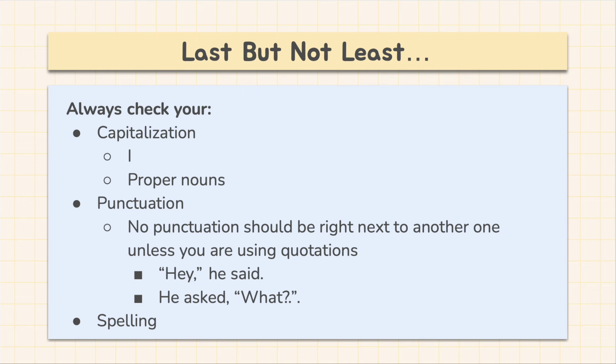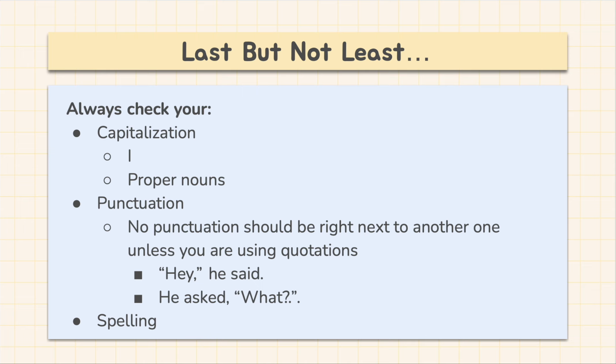Punctuation shouldn't be right next to each other unless you're using quotations, right? So in that first example, "Hey," he said, that is how we would properly put a comma next to a quotation. But in that second example, we do not need a question mark, then a period, then the quotation, then the period. We just need the question mark, then the quotation.